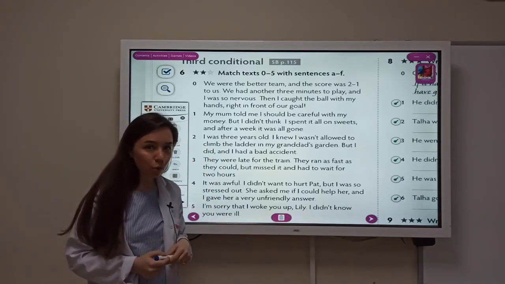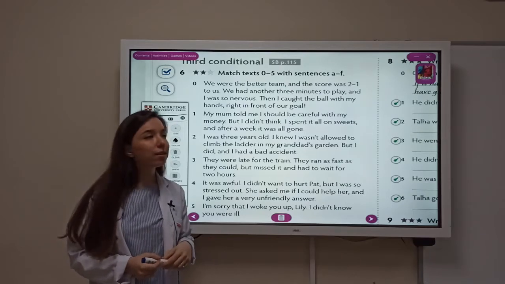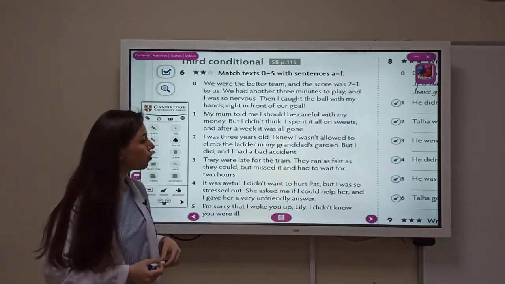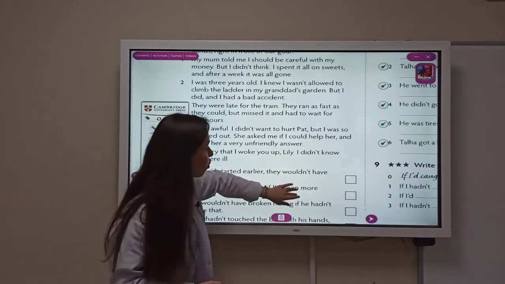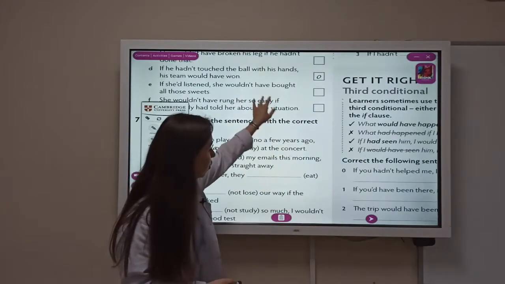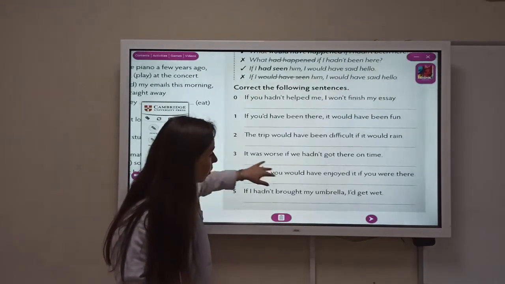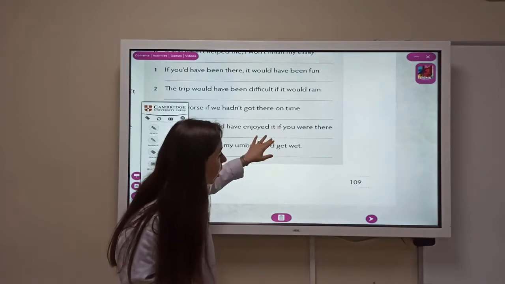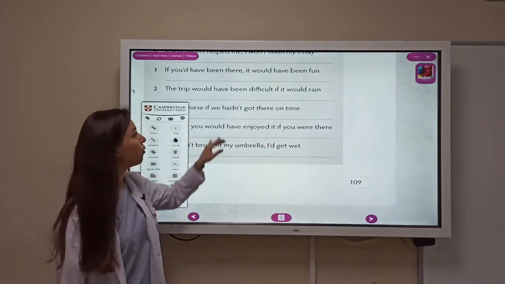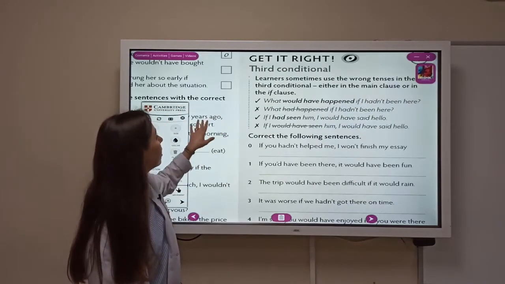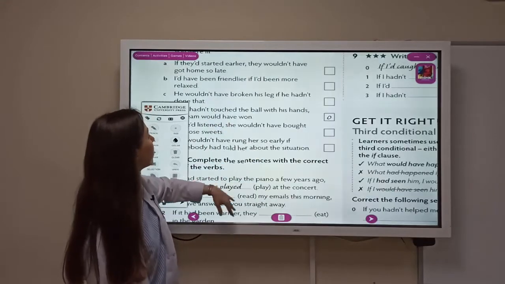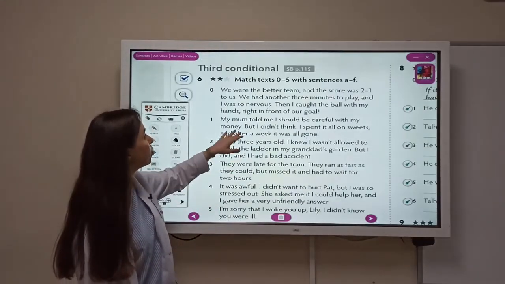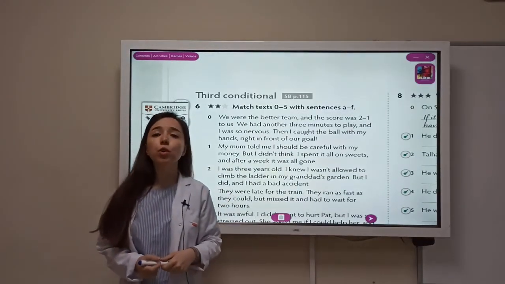Cambridge Think B1. If you have the book, please open the page. Which page? I forget. Let me check and tell you. We are on page 109 of the workbook. We are going to do the first part of page 109. Let's do it together. So, what are we going to do?